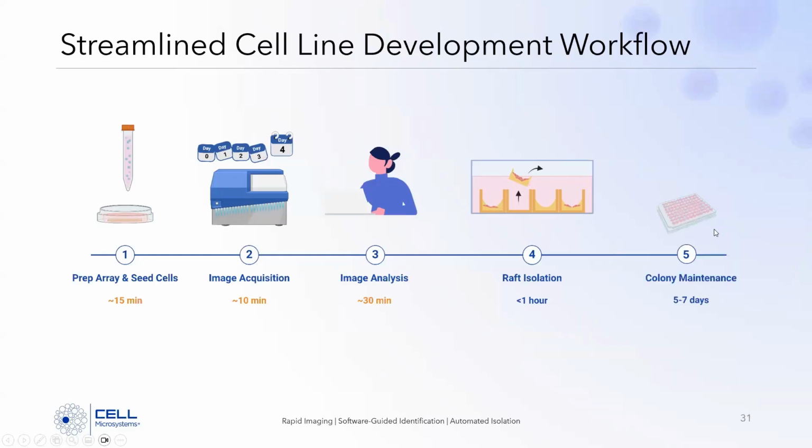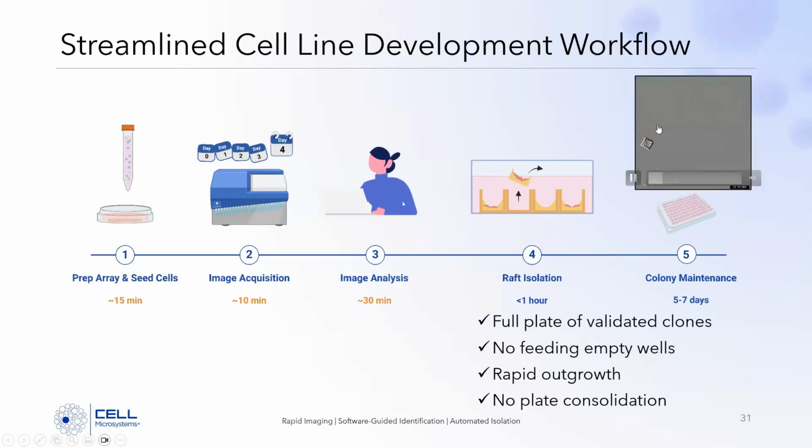And after that, once we've transferred the rafts to the 96-well plate for colony maintenance, typically we see the cells begin to grow within about 5 to 7 days. You can see what that looks like here as the video plays. So what that means is that rather than a plate of cells, single cells in a well, you have a full plate of validated clones.